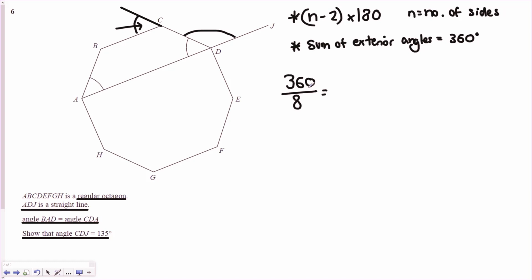So 360, let's half that, that'll give me 180, half it again 90, half it again 45 degrees. So this exterior angle here is 45 degrees, and that's 45 degrees all the way around, 8 lots of 45. If I use this 45 degrees, I can work this angle out here, because I know angles on a straight line add up to 180. So if this is 45, this angle here must be 180 subtract 45. So 180 take away 40 is 140, take away 5 is 135.